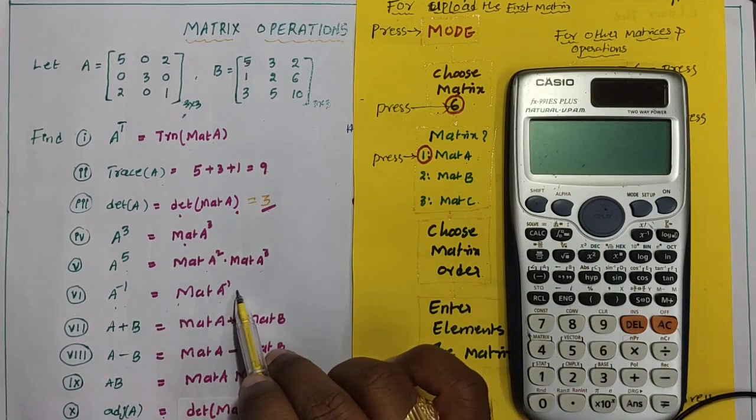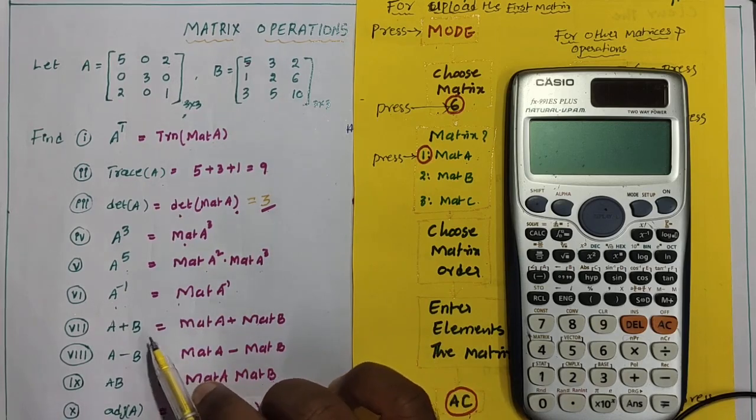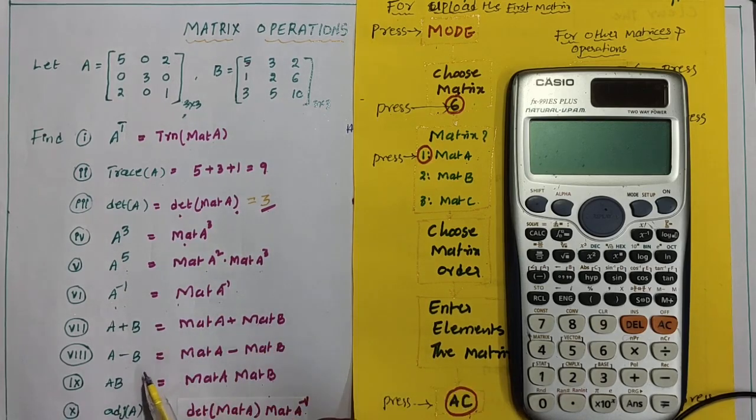A inverse equals mat A inverse. A plus B equals mat A plus mat B. A minus B equals mat A minus mat B. A into B equals mat A into mat B. Adjoint of A equals det of mat A into mat A inverse.